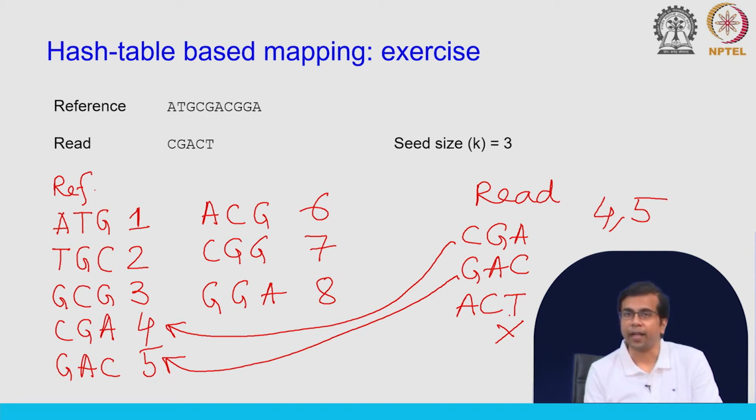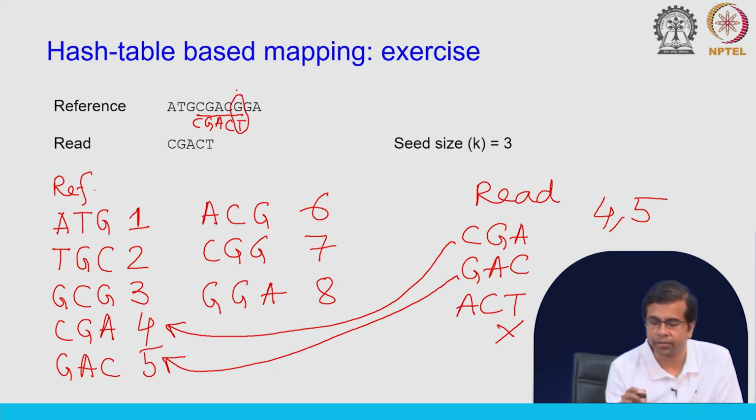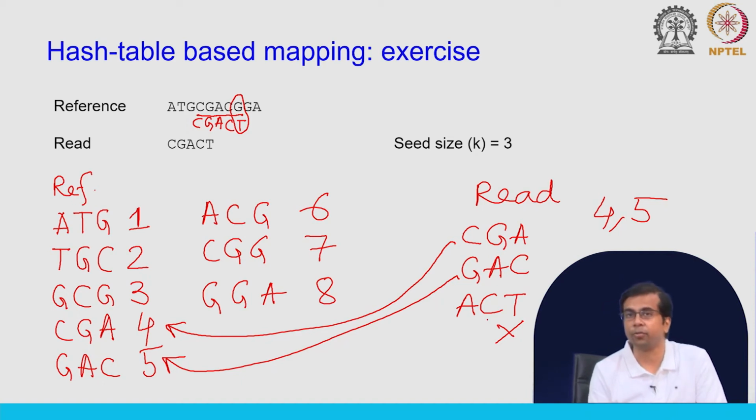So, it gives us an idea that probably the read will start from position 4 or so, in the region of 4, 5. And as you can see, if we go back to the reference, it is matching here. So, this is where it should be mapping. If you write CGACT, this is the reason why we could not get the seed ACT in the hash table: there is a G to T mutation. But the other seeds worked well, they could give us the location of the seed.